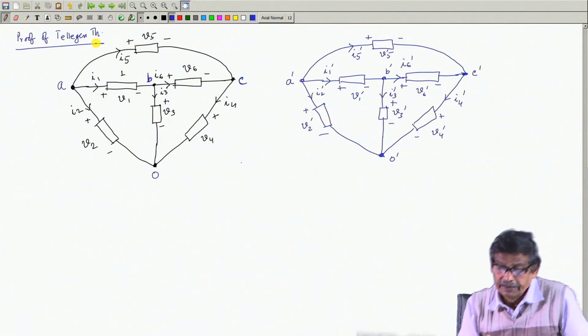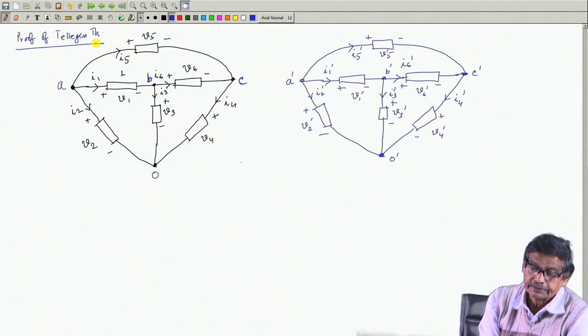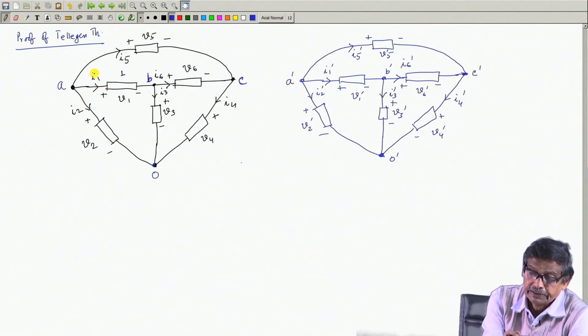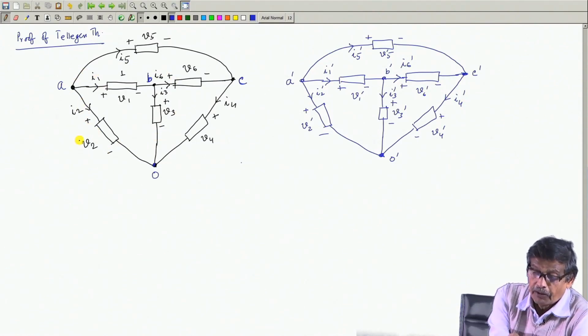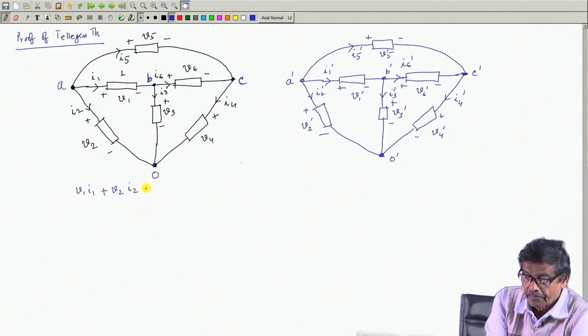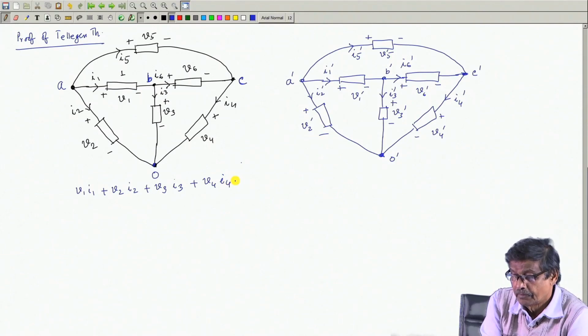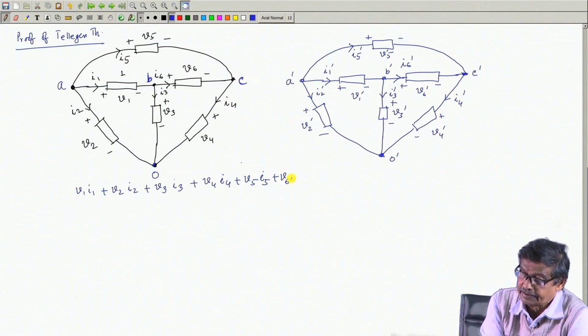Now, it is done like this. Suppose I calculate the power here, that is, I calculate V1 I1 of this network, all are absorbed: V1 I1 plus V2 I2 plus V3 I3 plus V4 I4 plus V5 I5 plus V6 I6.